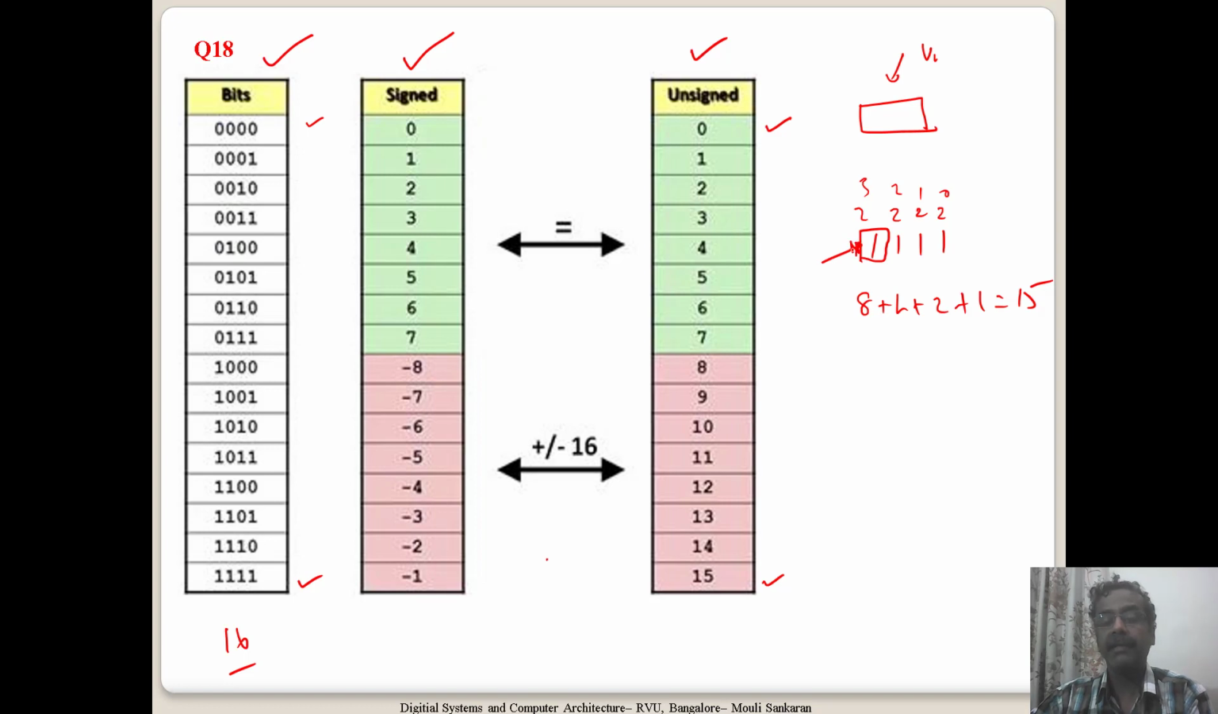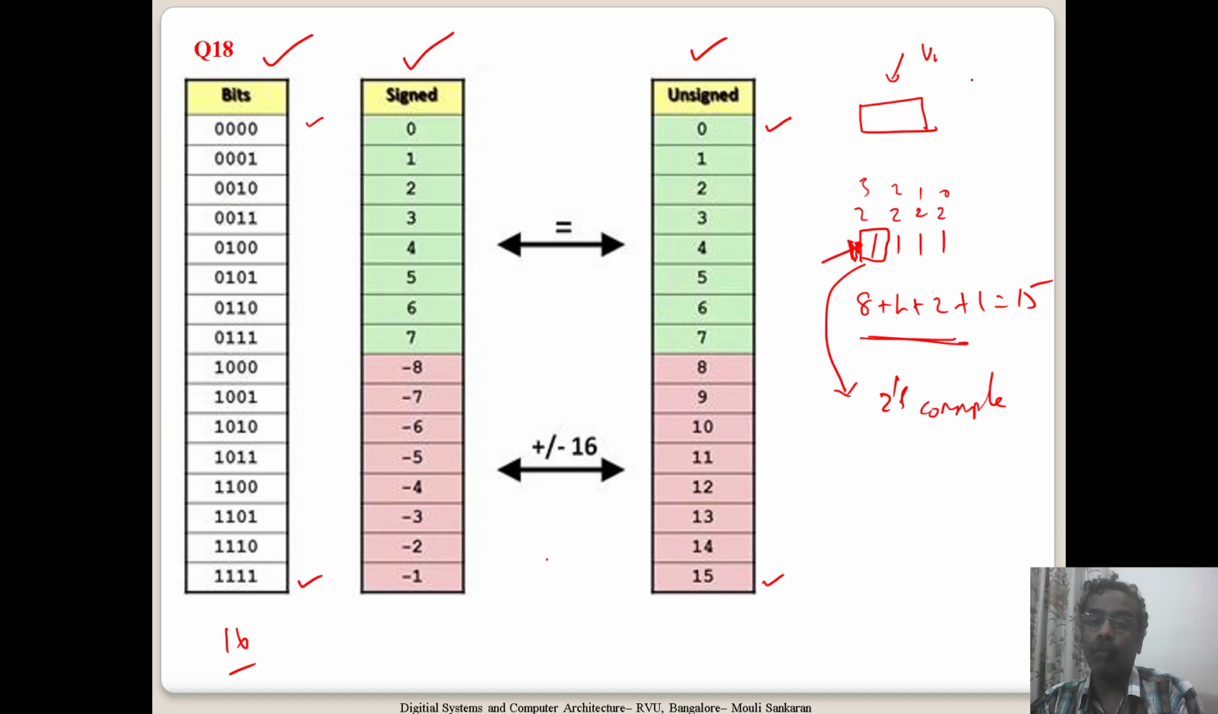Remember, I am not going to treat it as a signed number. If I don't treat this as a signed number, I don't assume that it's represented in 2's complement form. I will extract the amplitude directly by substituting the values of the weights of each of the bit positions. But if I say that it's a signed number, then I look for the MSB being 1.